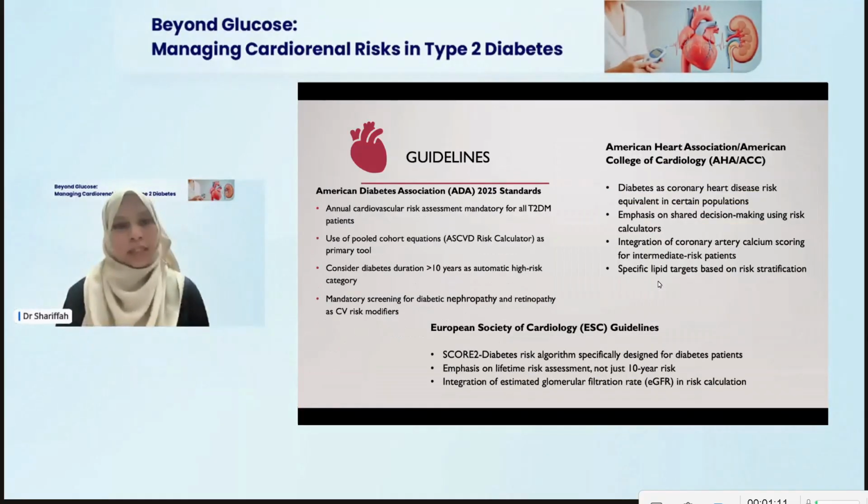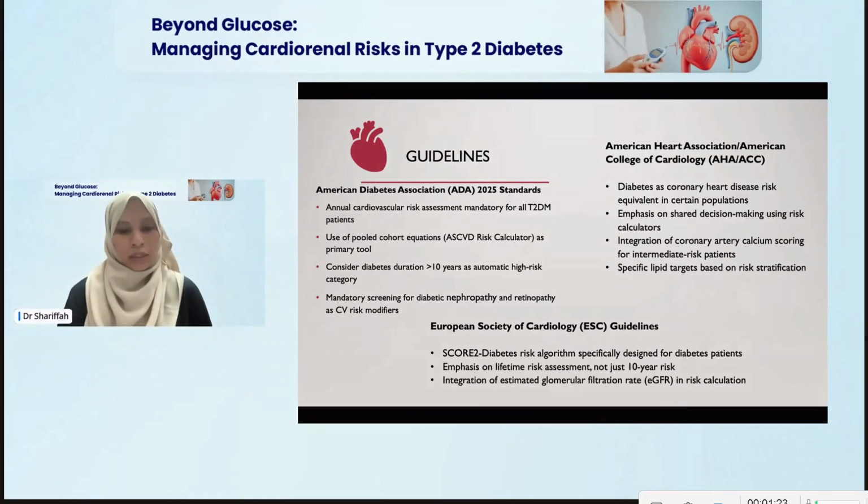So these are some guidelines according to the American Diabetes Association, European Society of Cardiology, and also American Heart Association. The common thing about these guidelines, even though they can be a little bit different in the nitty-gritty details, is that they consider diabetes as a high-risk condition, especially if you have had it for more than 10 years already. So then you have to automatically categorize these patients as high-risk, and then treat them accordingly.